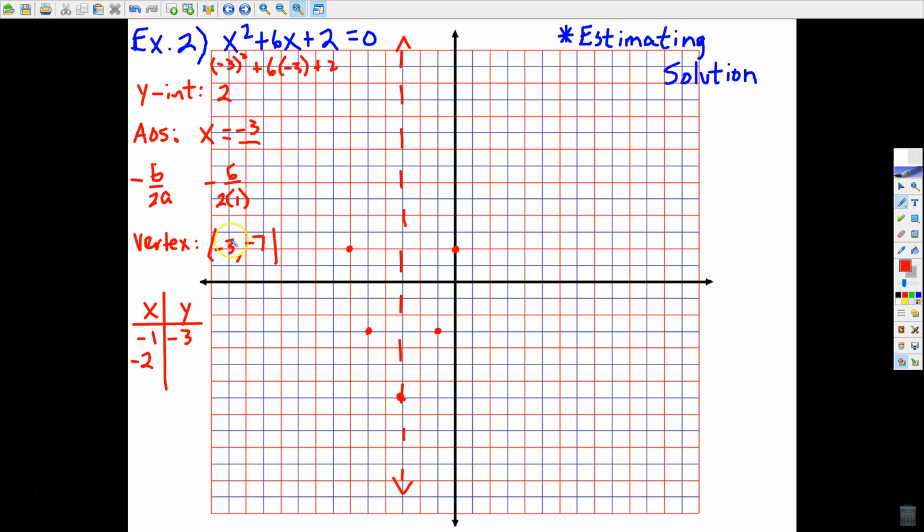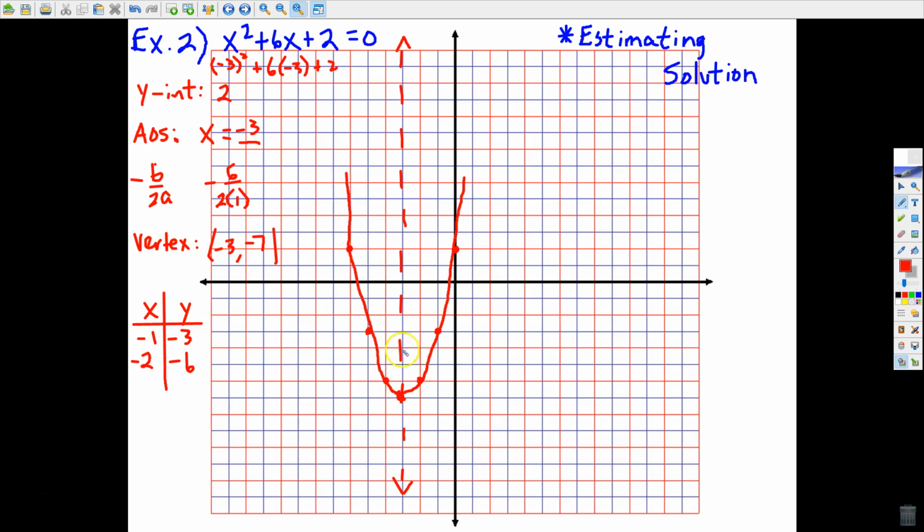Now let's do an input of negative 2. Negative 2 squared is 4. And when you do 6 times negative 2, that's negative 12. So 4 minus 12 is negative 8, plus 2 is negative 6. So negative 2, negative 6 is on the graph. So is this point corresponding to it. And now we can connect the dots and graph our parabola.